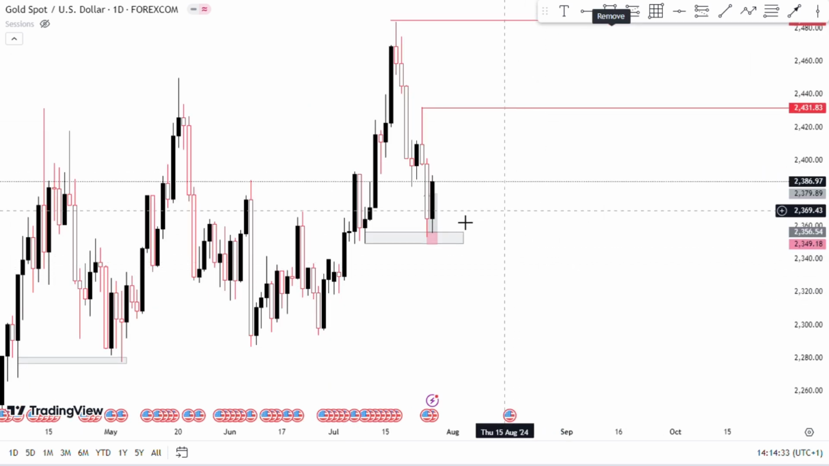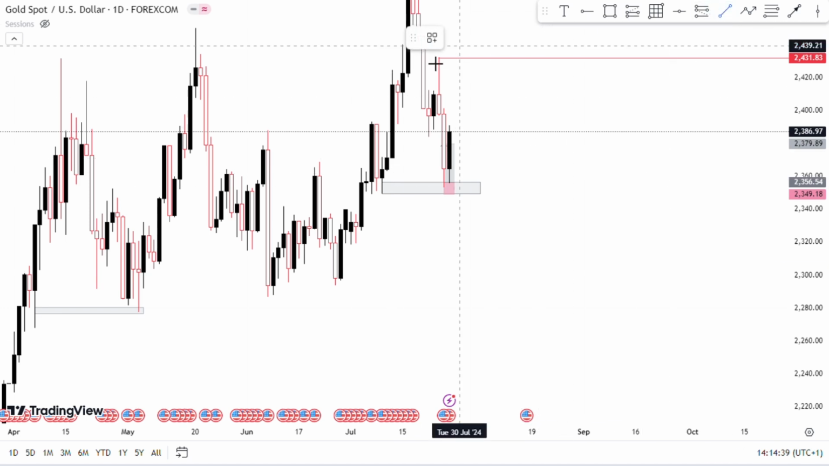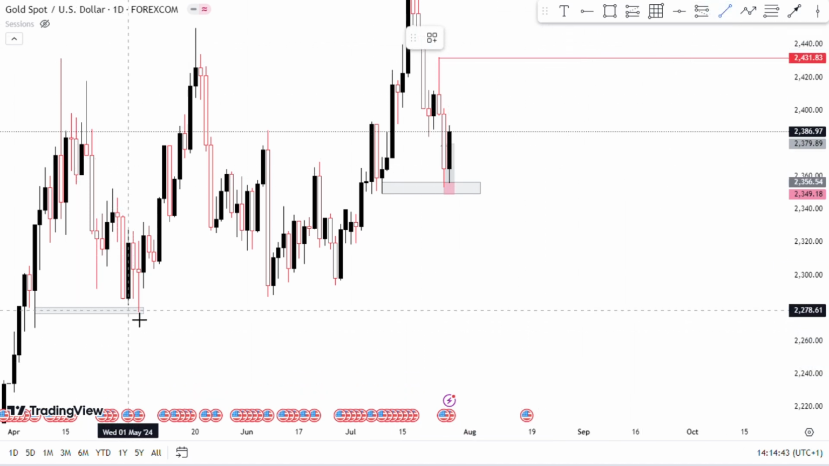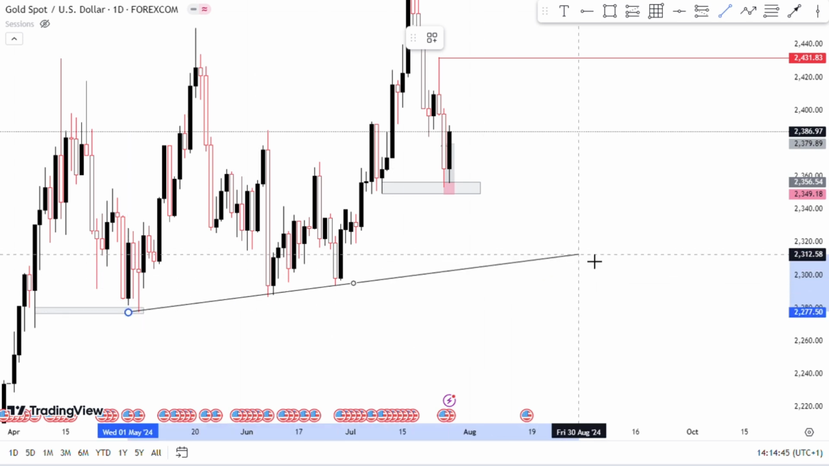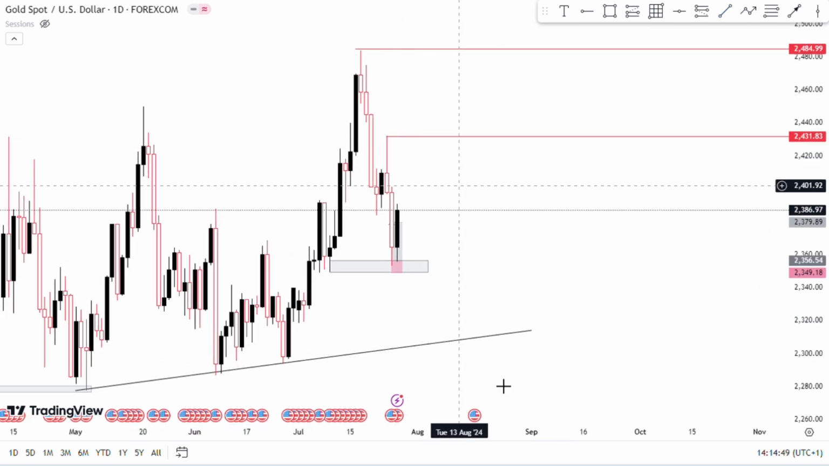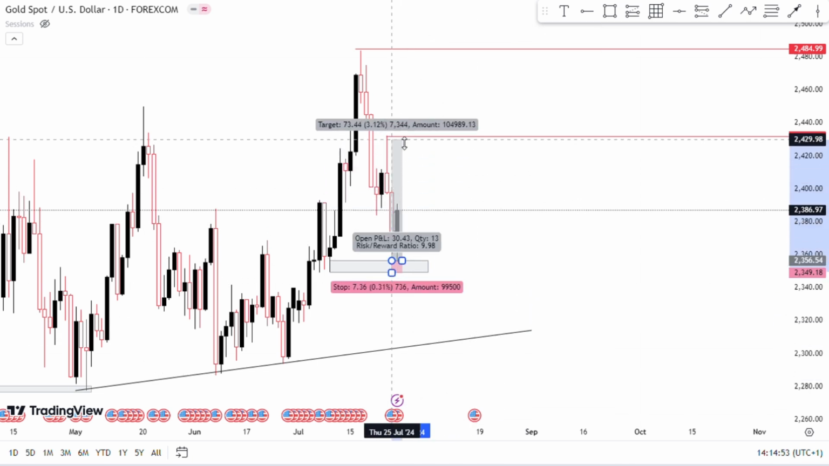The reason why I'm setting my take profit here is just because we have a lot of liquidity resting below this particular area. So price can take out this particular high and then start coming all the way down to take out all this liquidity. You can see all the liquidity here. So price can just tap this particular high and then come all the way down to take out all this liquidity. That is the reason why I'm setting my take profit here.